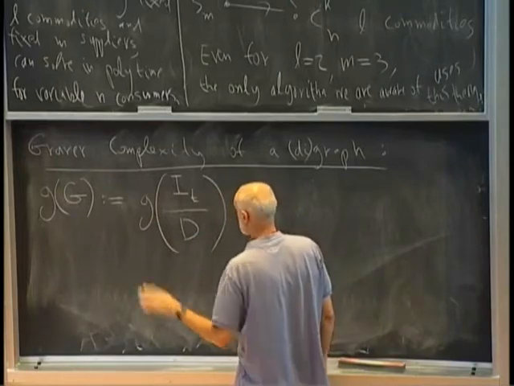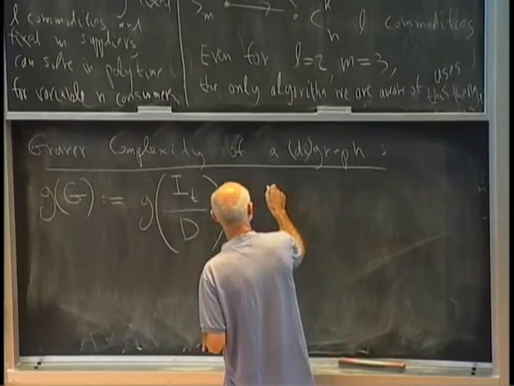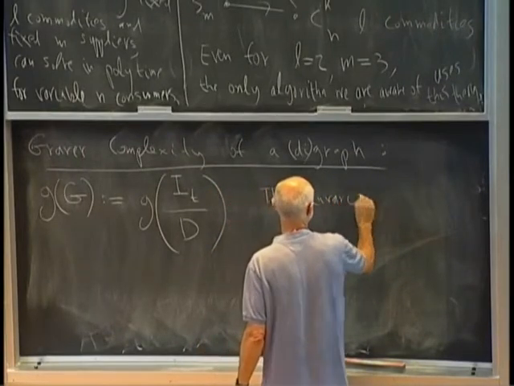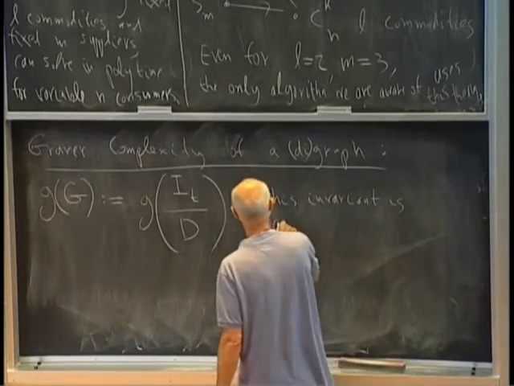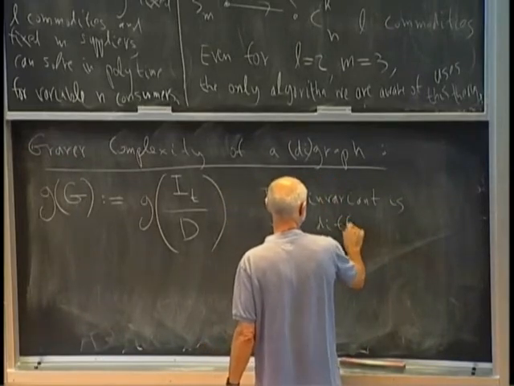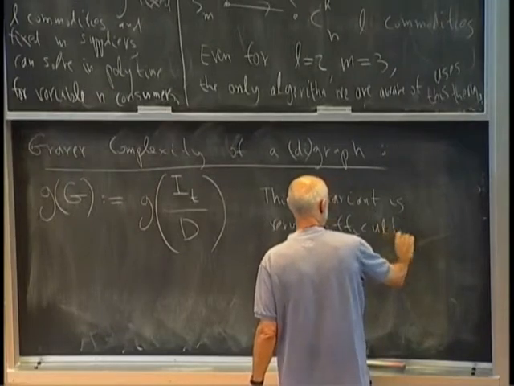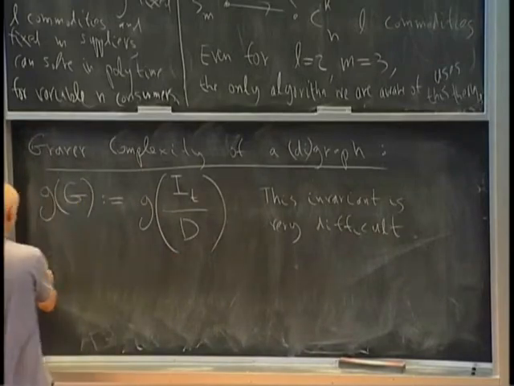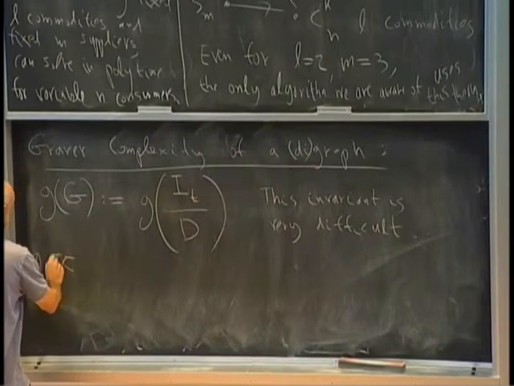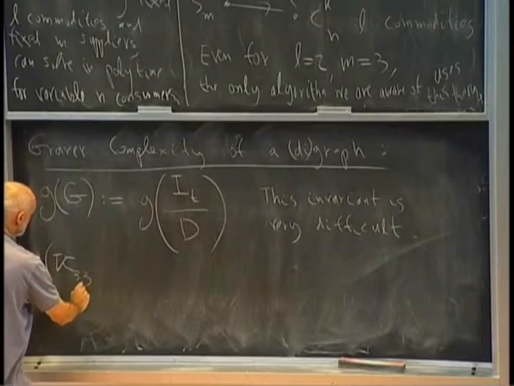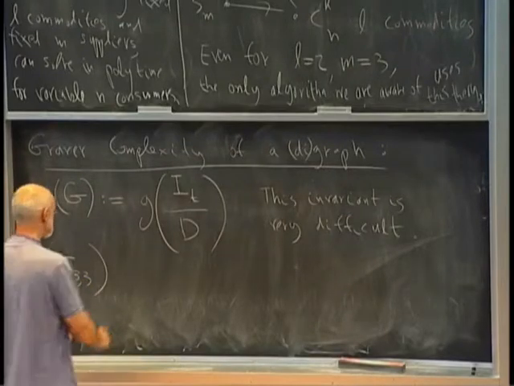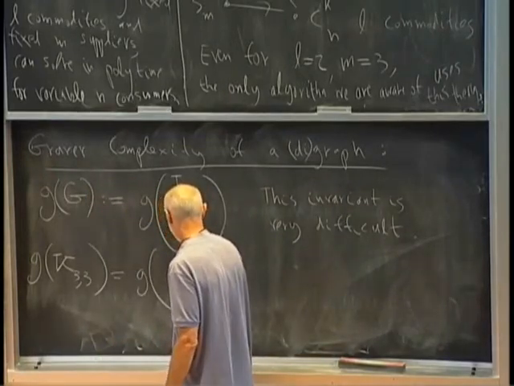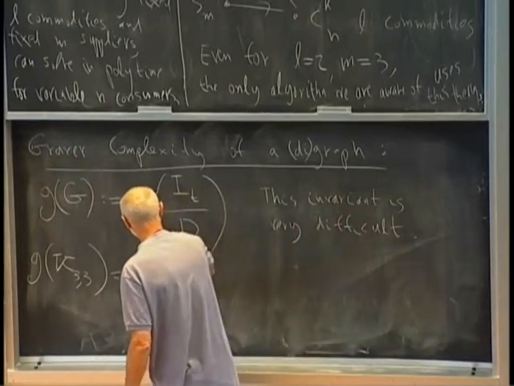And we know very little about this. This is a very hard problem. This invariant is very difficult and interesting, and almost nothing is known about it. So let me just tell you that for the bipartite graph K33, this means we are computing the Graver complexity of the bimatrix. Well, let me not write it, it's too large.